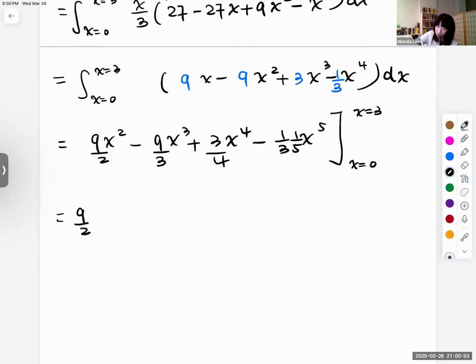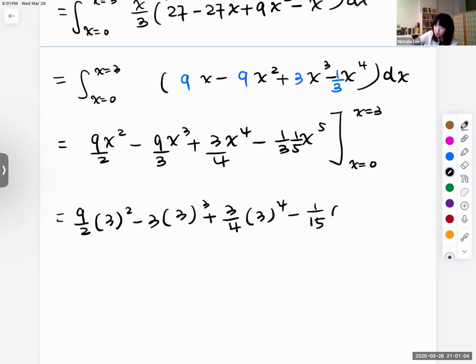So 9 over 2 times 3 squared, minus 3 times 3 to the third power, plus 3 over 4 times 3 to the fourth power, minus 1/15 times 3 to the fifth power. Luckily, the other side is 0. Can you calculate? Do you get 81 over 20?